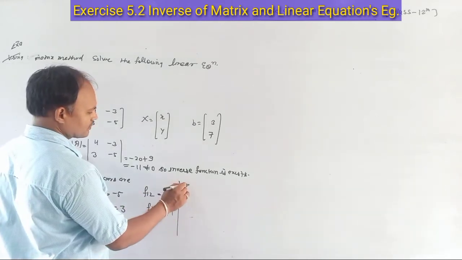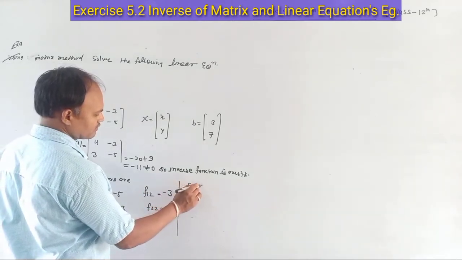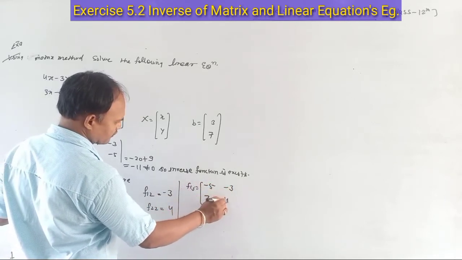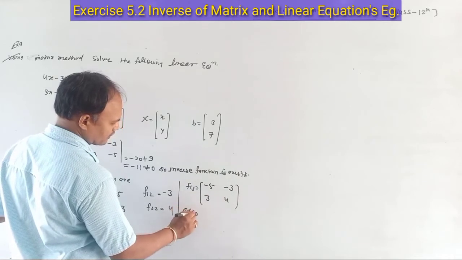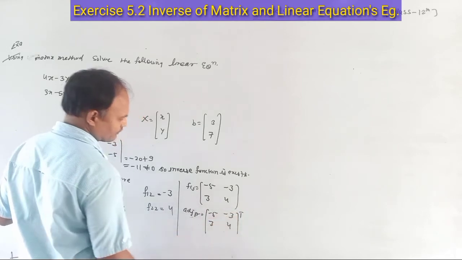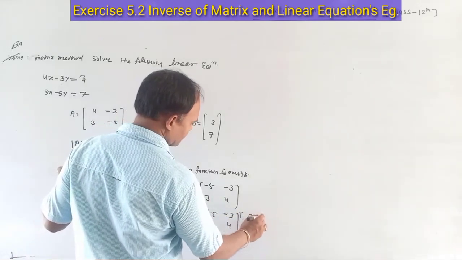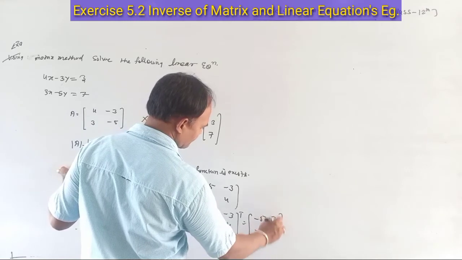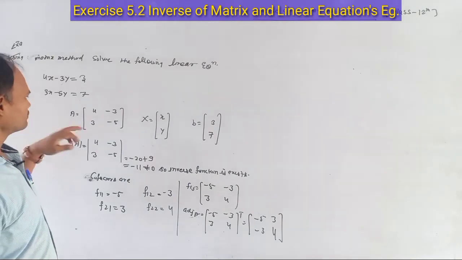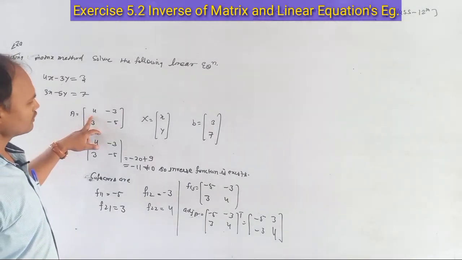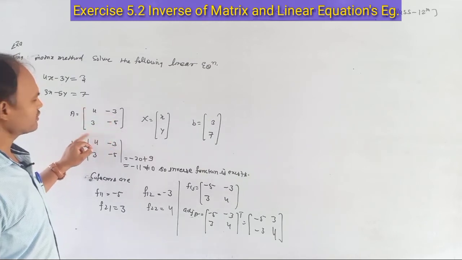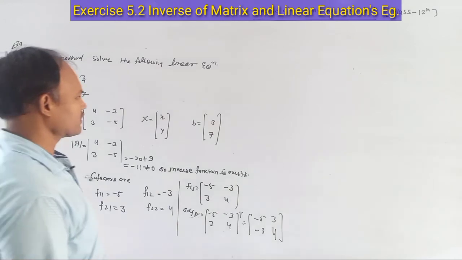Now Fij means minus 5, minus 3 and 4. So adjoint of A equal minus 5, minus 3 and 3, 4, its transpose. Okay students, you can check also. It is just opposite: minus 5 and 4 stay, and the others have opposite sign, minus 3 and 3. Okay, so this is adjoint of A.